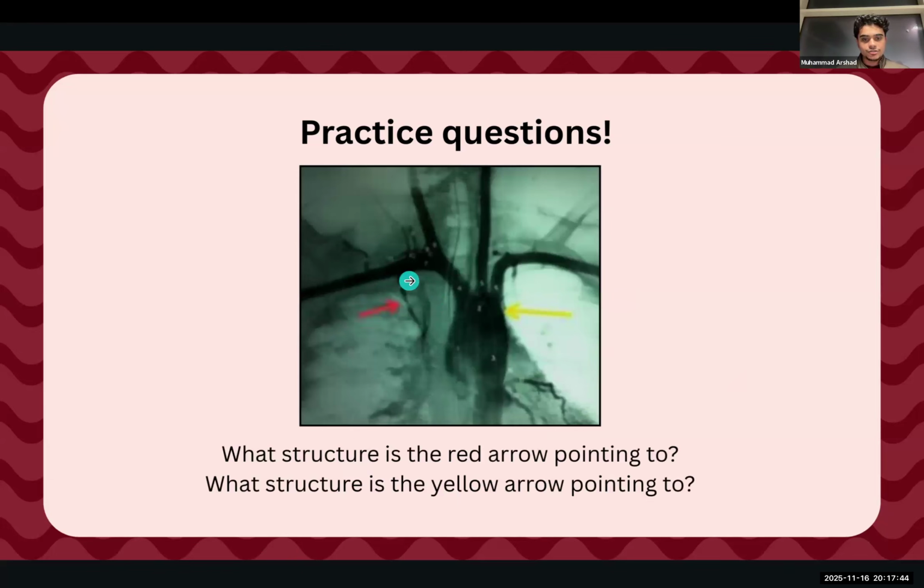Okay, so which structure is this red arrow pointing to? And which structure is this yellow arrow pointing to? Somebody please unmute and tell us.